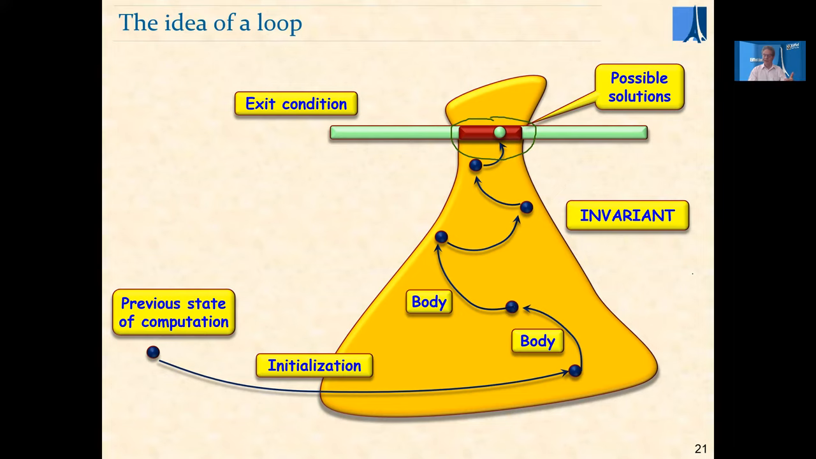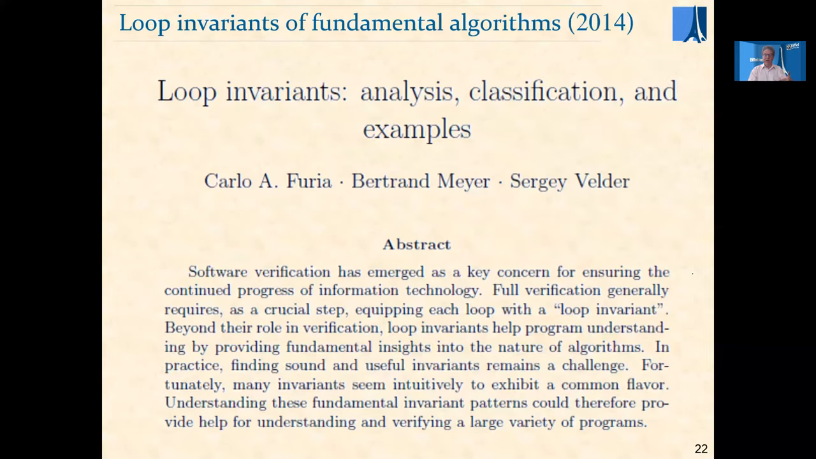And I would go further by saying that you don't really understand the loop unless you know what the invariant is. Let me refer you here to a paper that a few years ago, Carlo Furia, who is now with USI in Lugano, and Sergey Velder from ITMO in St. Petersburg and I wrote together. It's a survey paper, so it's not a research paper in the sense of finding new algorithms or new results. It's actually a study of known algorithms, but with the original viewpoint of looking into the invariant.